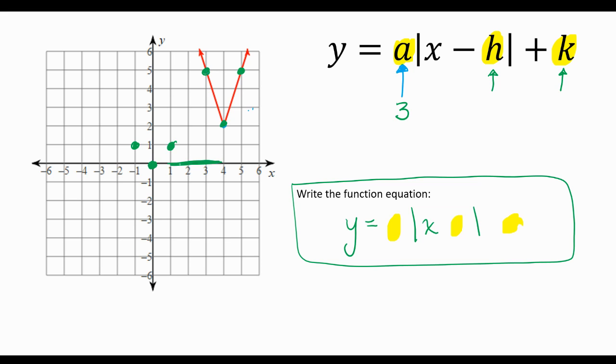This graph again moved to the right. 1, 2, 3, 4. So right 4. And then it also moved up. 1, 2, up 2. Okay, so we just have to fill in the numbers. So a 3 here. What do we put for right 4? Negative 4. And up 2, plus 2, is on the outside.